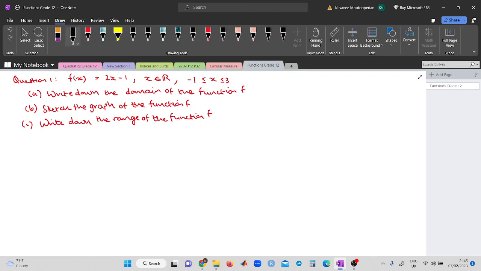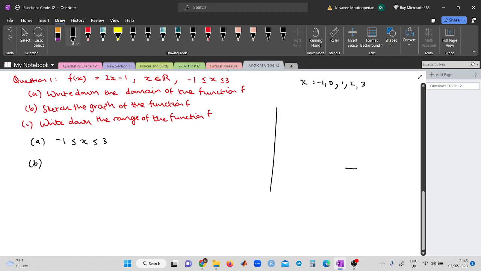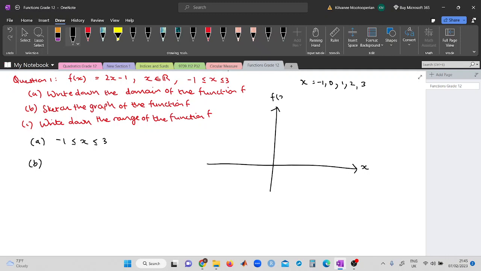Let's do the first one. Write down the domain. The domain is always the limit of x. So here, write down the domain. We can write this is the domain of x of the function. Sketch. Here it asks for the range, okay, so x can be equal to minus 1, 0, 1, 2, and 3. So I will draw my line. Okay, just sketch a line. This will be x. This you can put to be f of x. You put minus 1, 0, 1, 2, and 3.